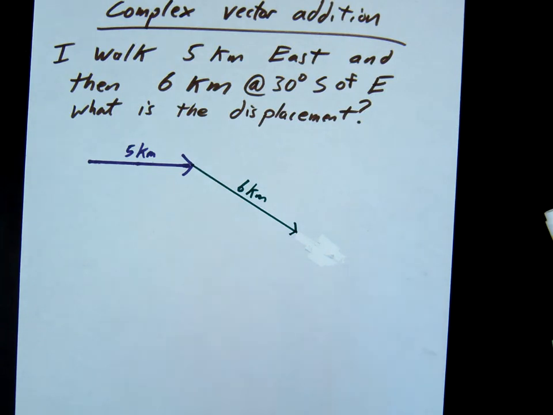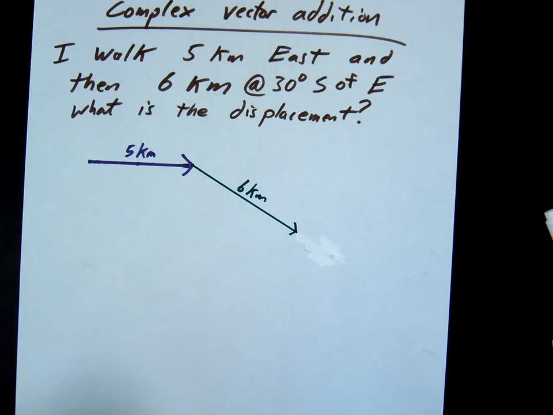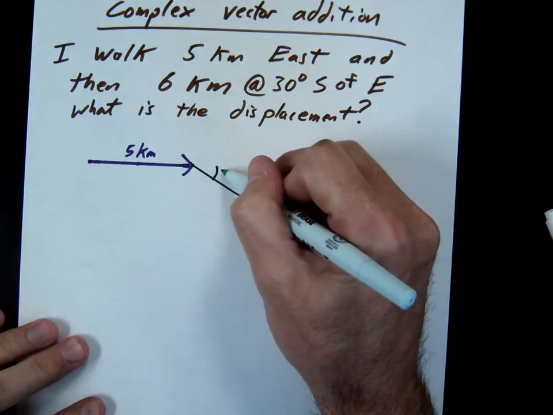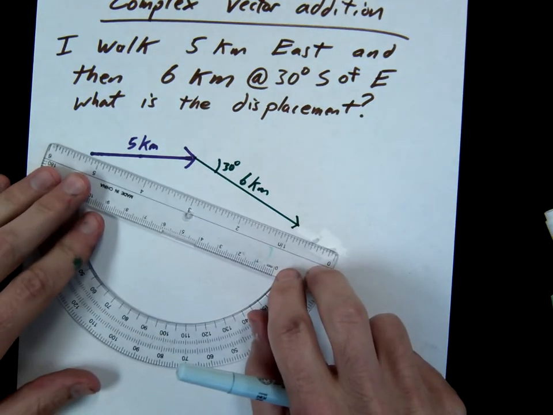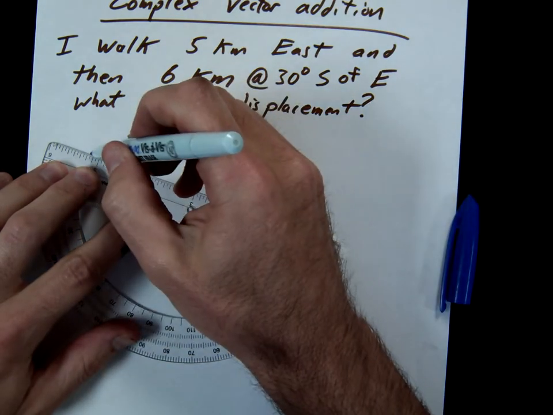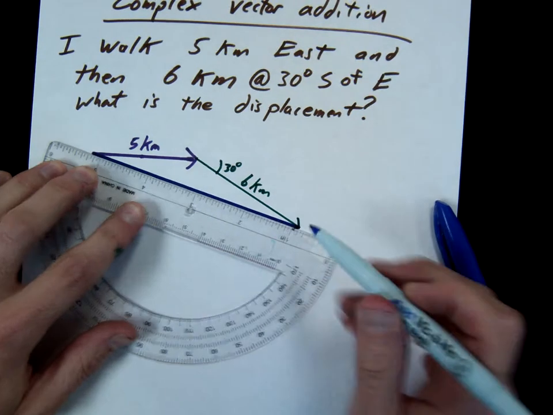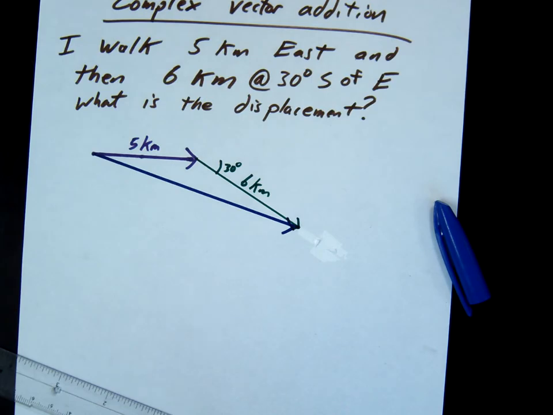Okay, all right, so here's our problem. We're going to walk 5 kilometers to the east. Then we're going to go 6 kilometers at an angle. The angle on this should be the south of east angle. So this angle right here is our 30 degrees south of east. Okay? So we're looking for the displacement. Ultimately, I'm looking for this distance from here to here, this vector, from here to here.